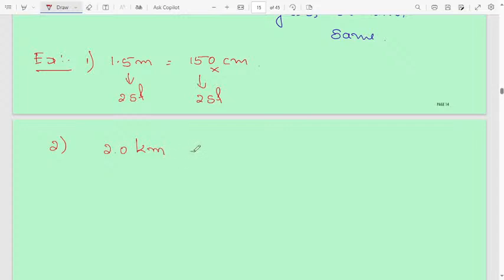Let us consider one more example. 2.0 kilometer. This one I can write as 2.0 into 10 to the power of 3 meter. How many significant figures do you have? 2.0 means two significant figures. Then 2.0 into 10 to the power of 3. Here also only 2.0 we will consider, two significant figures. Yesterday I explained, 10 to the power of 3, any order, will not be a significant figure. This one we will leave.